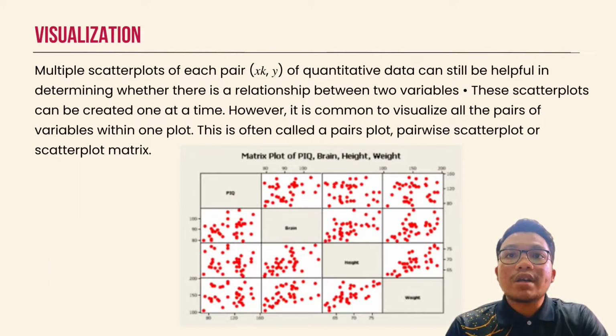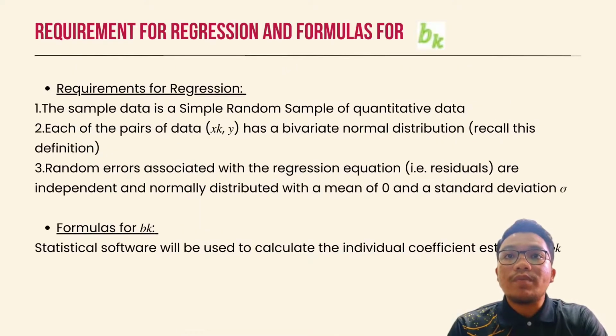Visualization. Multiple scatter plots of each pair x, y of quantitative data can still be helpful in determining whether there is a relationship between two variables. These scatter plots can be created one at a time. However, it is common to visualize all the pairs of variables within one plot. This is often called a pairs plot, pairwise scatter plot, or scatter plot matrix.